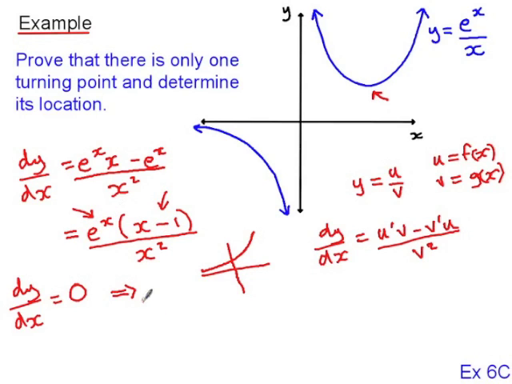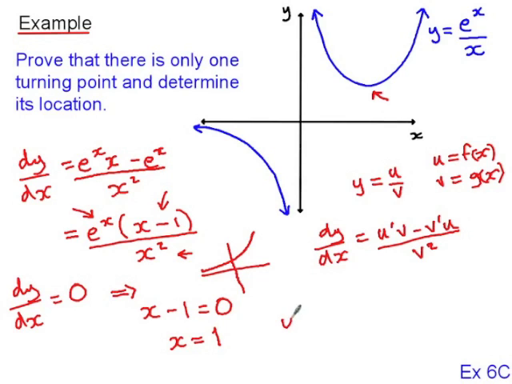That means that x take 1 must equal 0, and therefore x equals 1. And that's the only solution for this derivative equaling 0. Clearly the denominator can't equal 0, that wouldn't be possible. e to the x can't equal 0, so x take 1 must equal 0. So now we have the x value of our turning point.